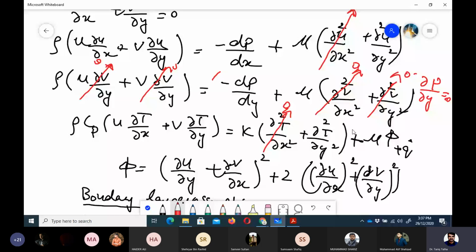Now, if there is no volumetric heat generation, Q dot would be 0. In the phi term, partial U by partial Y would stay there, but partial V by partial X would be 0. Similarly partial U by partial X would be 0, and partial V by partial Y terms would be very small as compared to partial U by partial Y. So phi would remain only partial U by partial y square. Now we write the equations which are left.